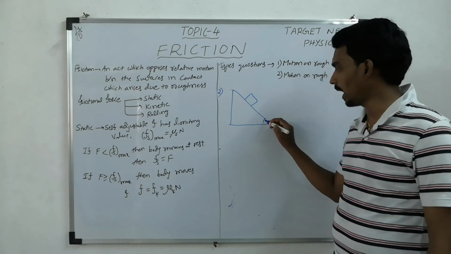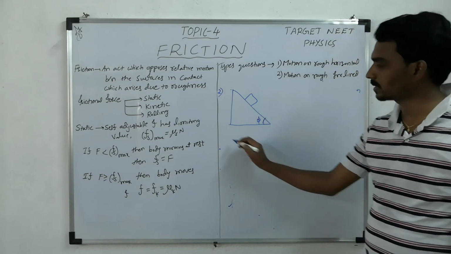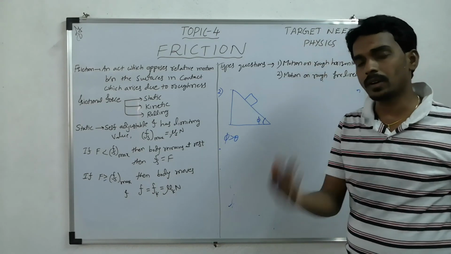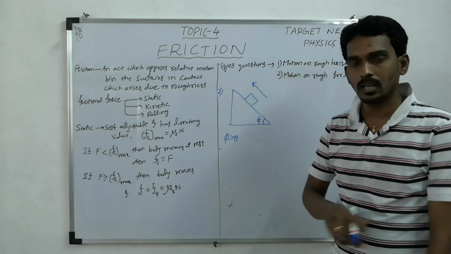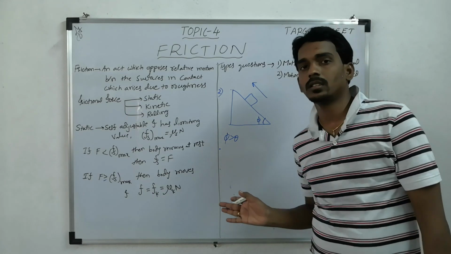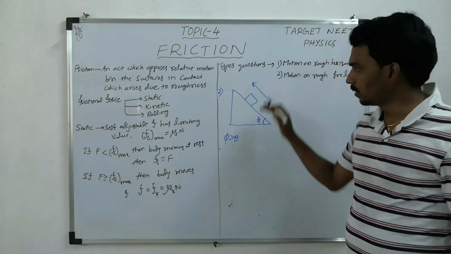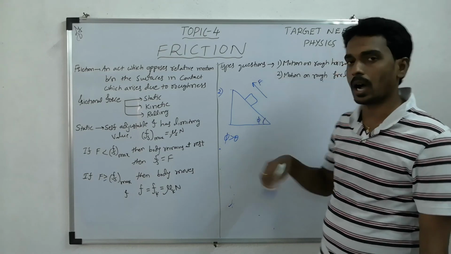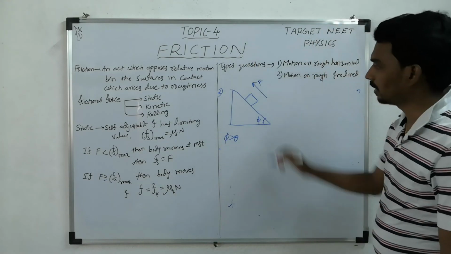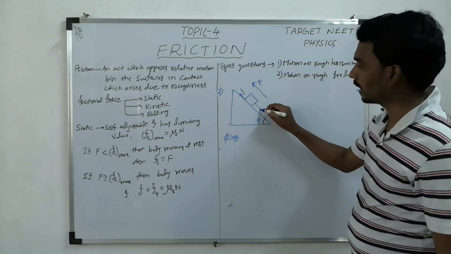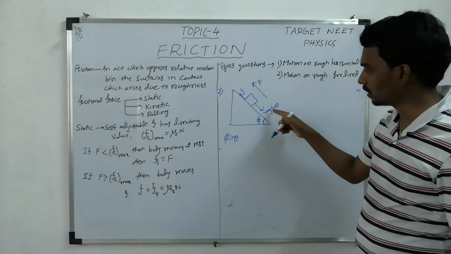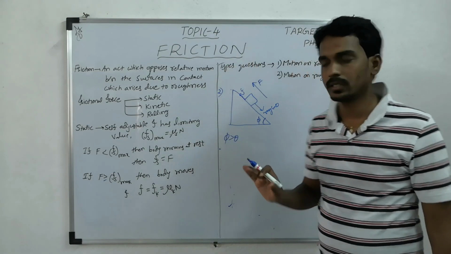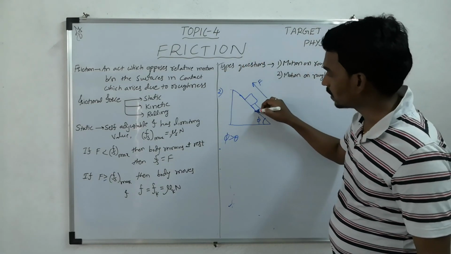It must slide down when the angle is greater than theta. Let's say phi is greater than theta. Then the body will slide down. Now if somebody asks what is the force required just to move it up the inclined plane, when it was sliding down on its own, you have to apply some force such that it is just ready to move up. Initially friction is there and mg sin theta is there, mg sin theta greater than F, so it was coming down. But now you are trying to move up, so the friction direction changes downward.